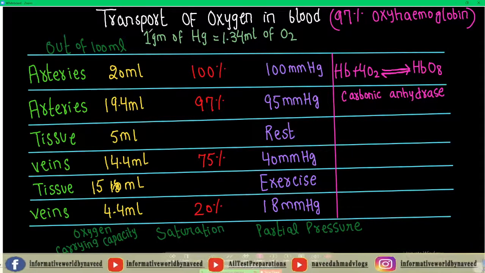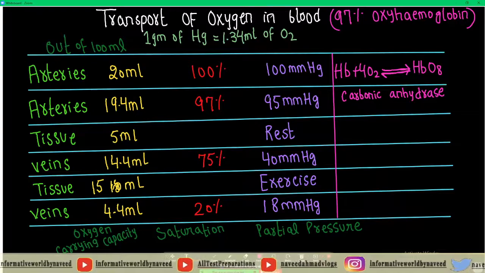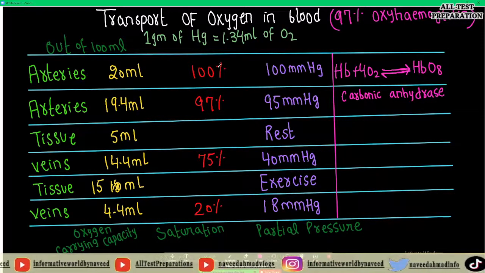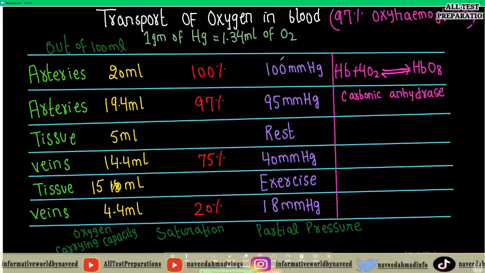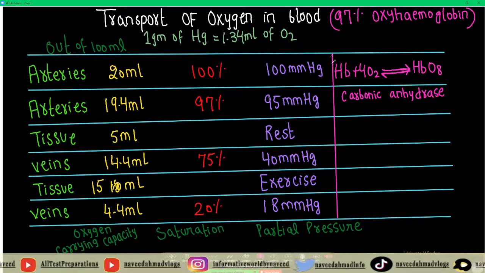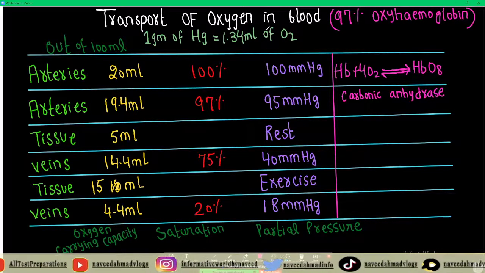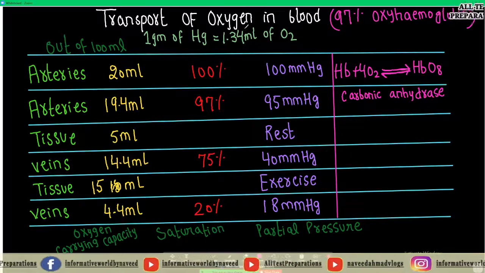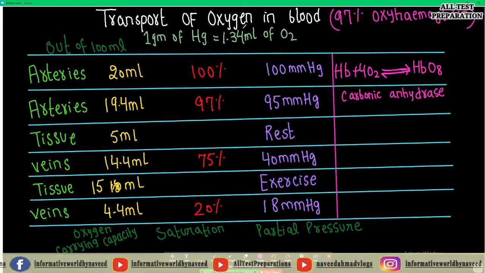In this video, we will discuss the transport of oxygen in blood: how oxygen is transported in the blood, what their percentages are, what their saturation is, and what their partial pressure is. First of all, we will discuss the reaction, how oxygen reacts with hemoglobin, and what percentages of oxygen the blood transports in the human body.